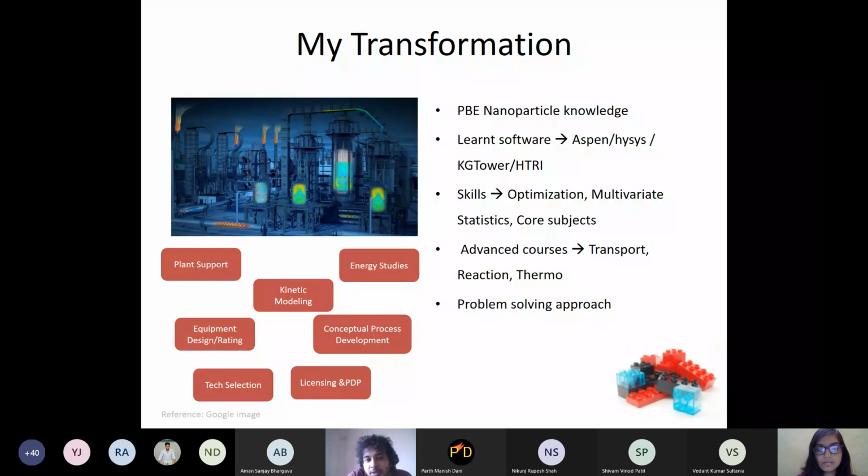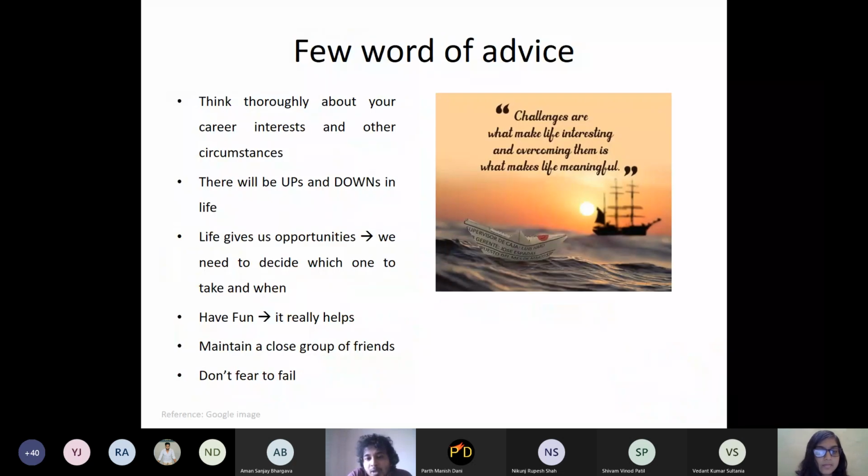Next one, and last but not the least, a few words of advice: think thoroughly about your career interest and all the circumstances you are in. Our own circumstances are different. We have some internal, we have some external situations. Think about it carefully when thinking about career opportunities. There will be ups and downs in life, there will be failures in life, but don't be afraid to fail. Have failures, because we learn many things from failure.